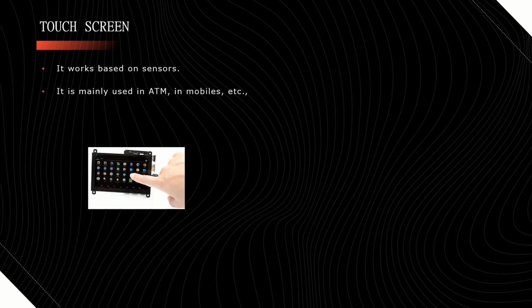Touchscreen. It works based on sensors. The sensors of this touchscreen detect the touch of a finger. It is used to select options from a menu. That means we can accept the input directly through the monitor. Touchscreens are mainly used in ATM machines, in mobiles, in railway stations, departmental stores or malls.